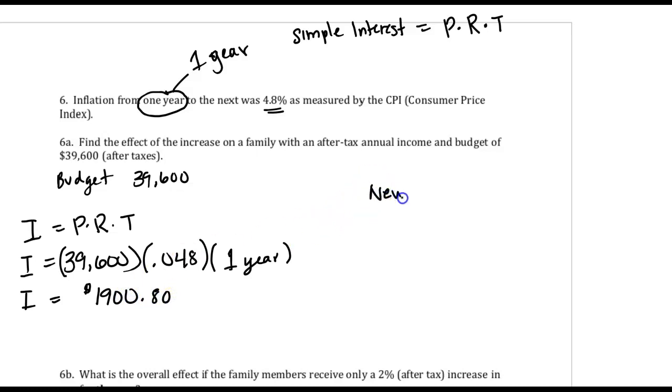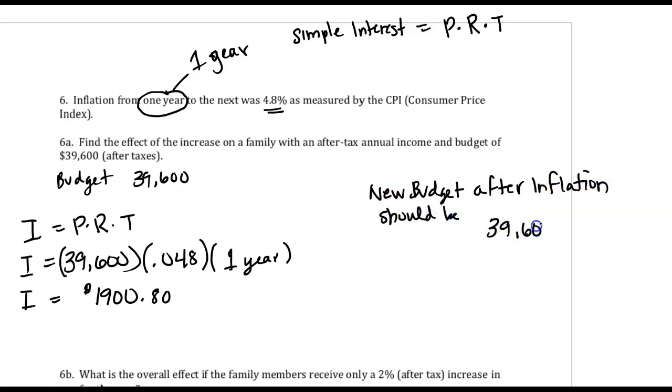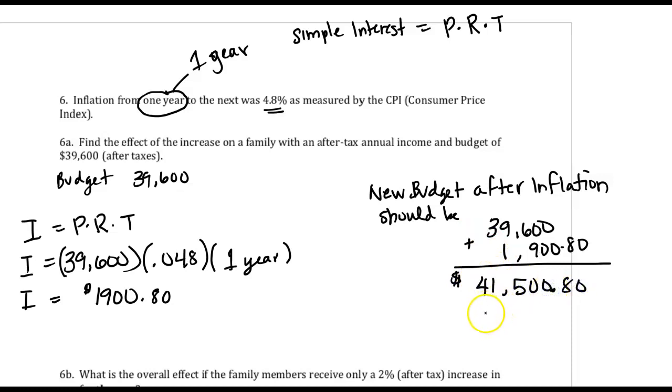So the new budget after inflation should be, or needs to be, the $39,600 plus the extra increase of $1,900.80. So to cover inflation, the new budget should be $41,500.80. And this is due to inflation.